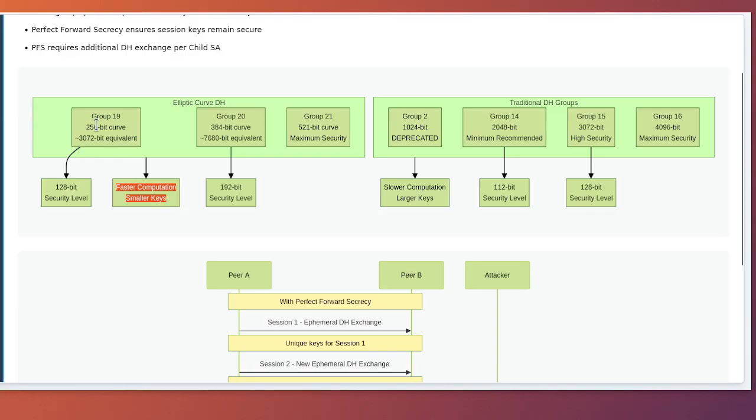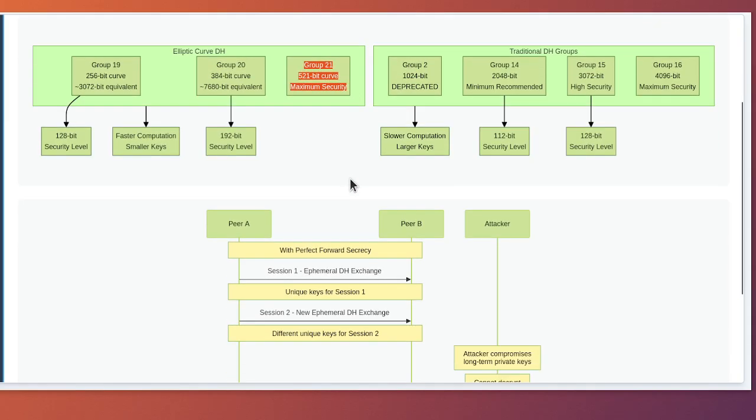Group 19 uses a 256-bit elliptic curve and provides security equivalent to 3072-bit traditional DH, but with much faster computation. Group 20 uses a 384-bit curve, providing security equivalent to 7680-bit traditional DH. Group 21 uses a 521-bit curve for the highest security level. The performance advantage of ECDH becomes more pronounced on mobile devices and in high-throughput scenarios.